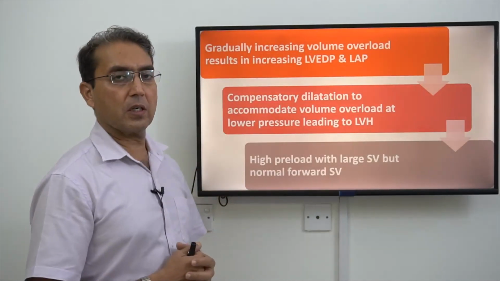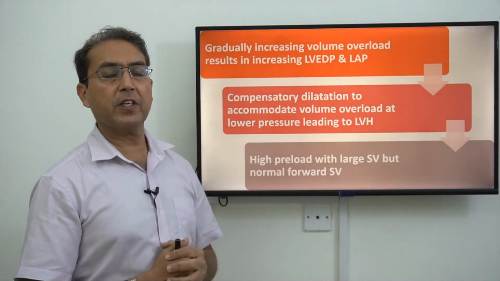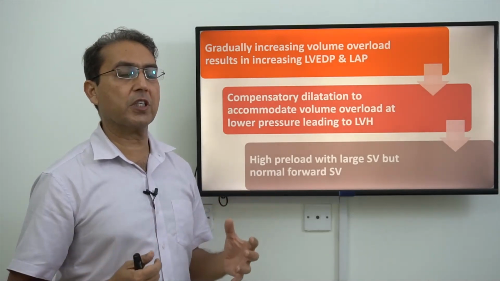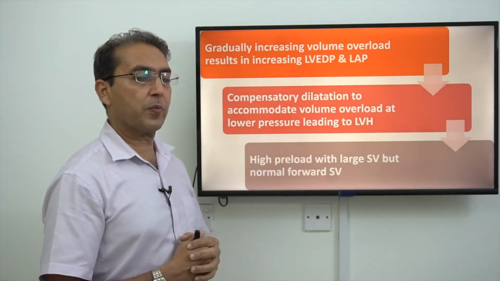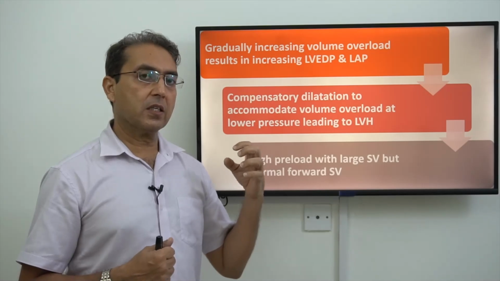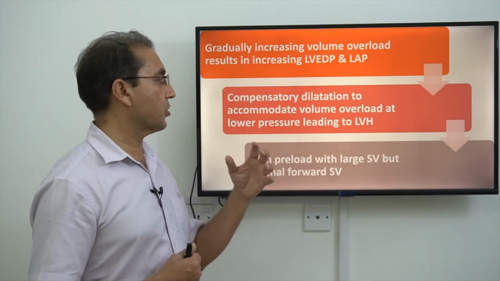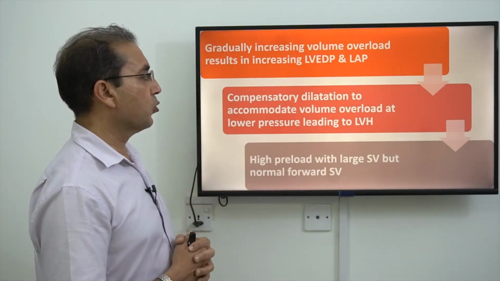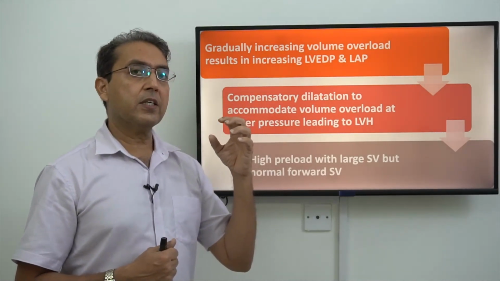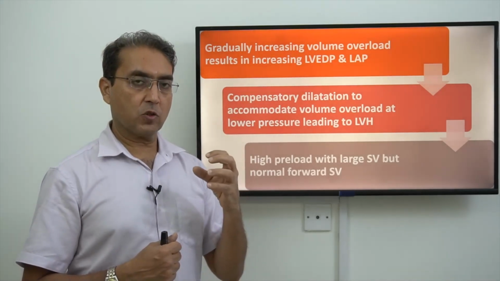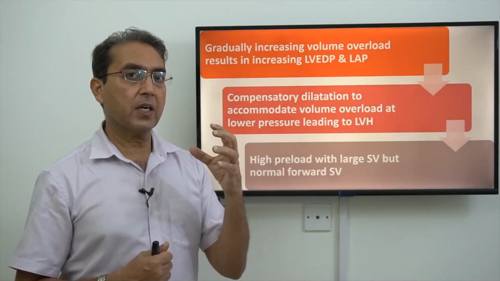But what happens in chronic mitral regurgitation? The situation is slightly different. There is gradual increase in the volume overload, so there is time for the heart to accommodate. So there is increase in left ventricular end diastolic pressure and left atrial pressure. But since this is a slow process, the left ventricle accommodates and starts enlarging. There is compensatory dilatation to accommodate the large volume so that the intraventricular pressure does not rise. So the volume is high, the left ventricle starts dilating, so the pressure is less and less.